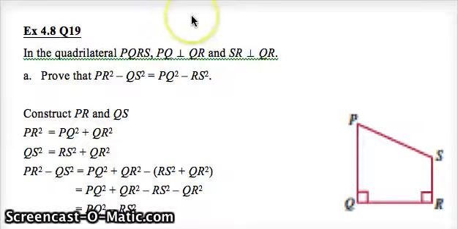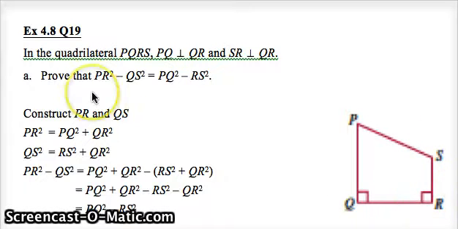This is exercise 4.8, question 19. In this question, we are told that we have a quadrilateral PQRS. We're also told that PQ is perpendicular to QR, hence we've got a right angle there at Q. And we're told that SR is perpendicular to QR, hence we have a right angle there at R.